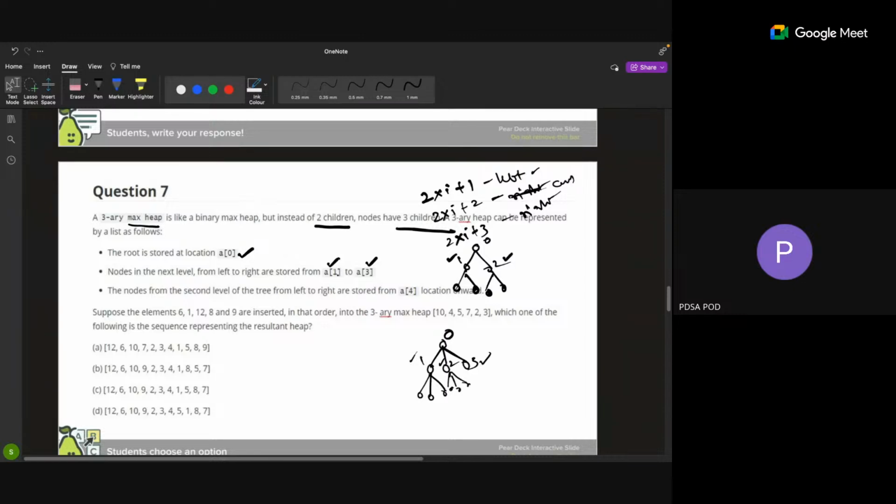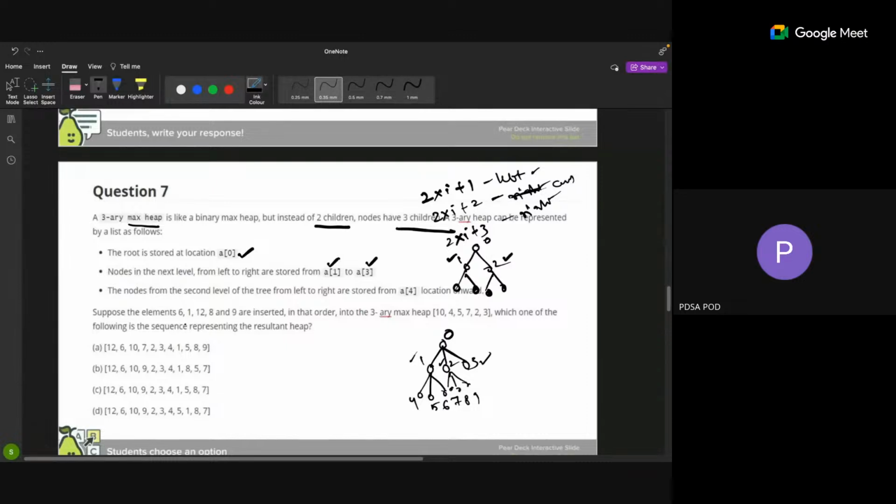This is the 3-ary concept, max heap with 3 children. The nodes from the second level are going to be 4th, 5th, 6th. Similarly, the next one goes to 7, 8, 9. That's how max heaps are maintained using the Python list.